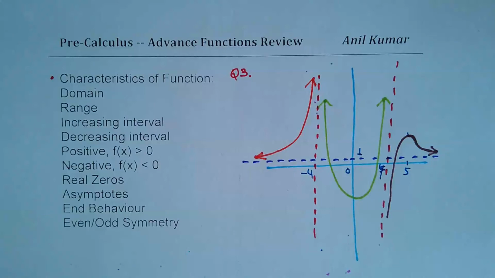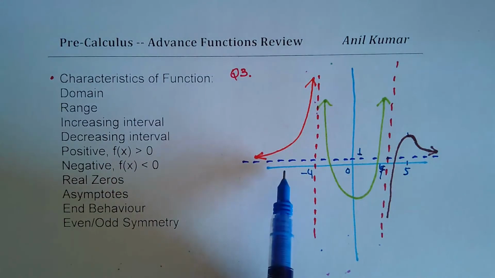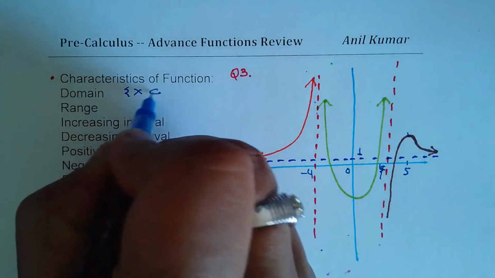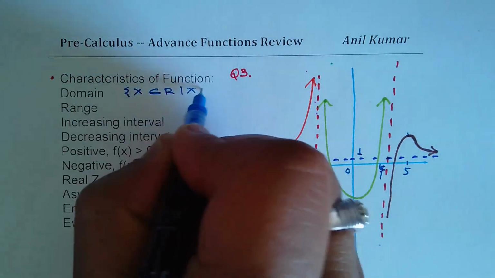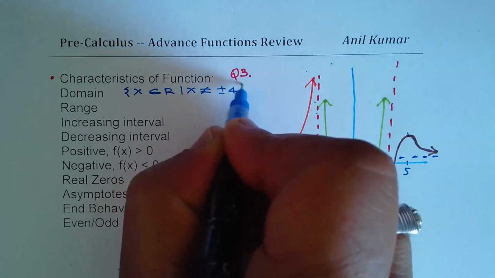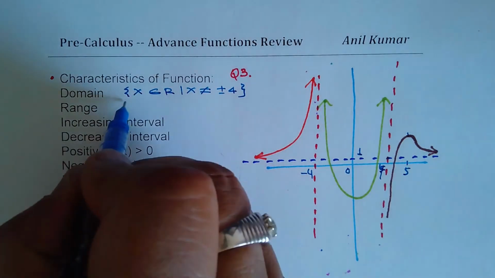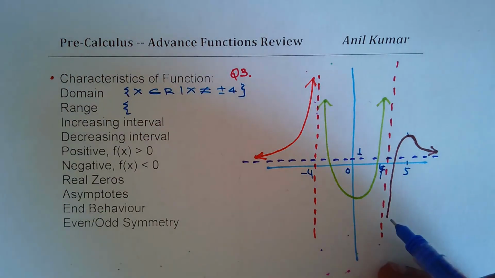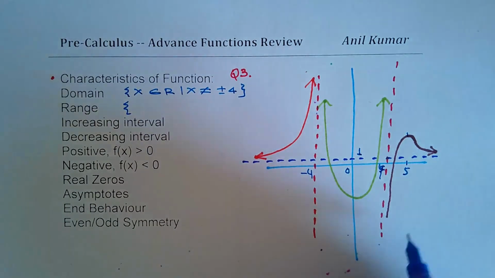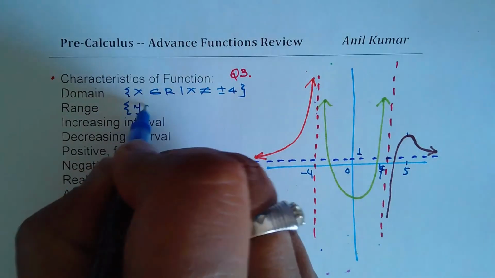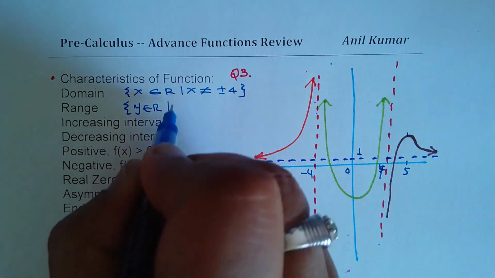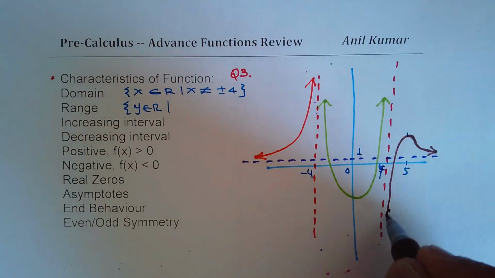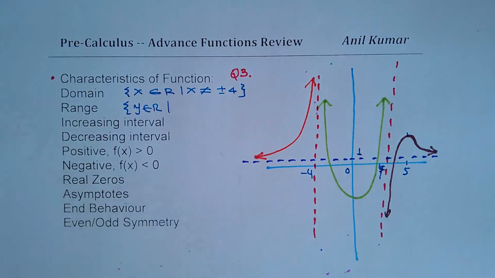The very first question is about domain. So you can see there are two discontinuities. So as far as the domain is concerned, we'll say x belongs to real numbers where x is not equal to ±4. Is that clear? The next question is range. Now as far as the range is concerned, since this part crossed the line, we can say that the range is y belongs to real numbers, and that's it. I have not drawn an arrow, but it kind of means, right? So range is all real numbers.